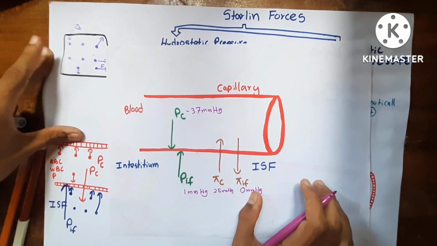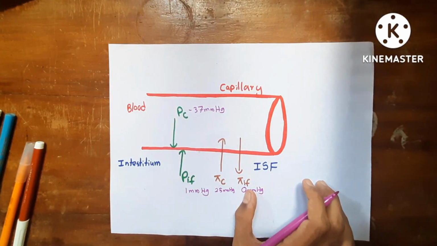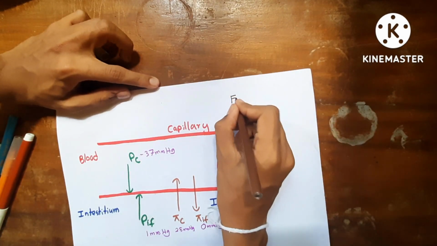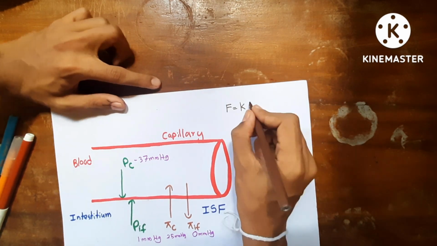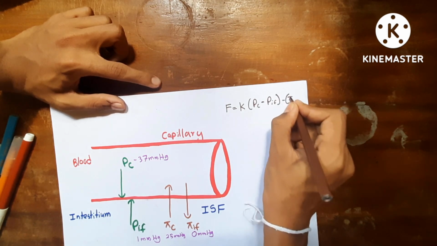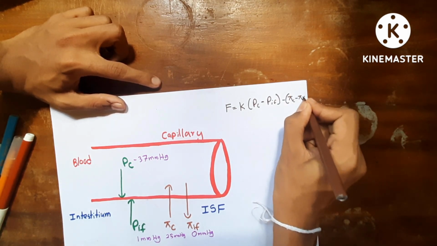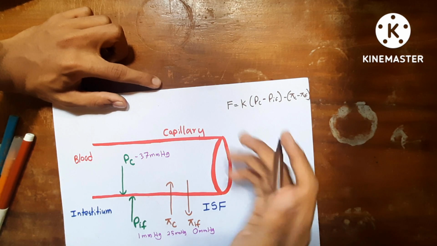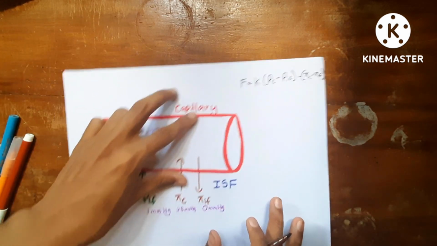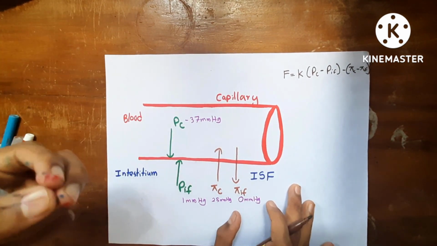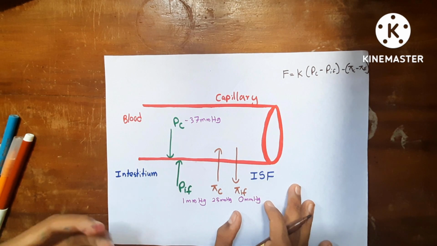And this is the basis of the Starling forces. And there is an equation, we term this the Starling equation. The total filtration is equal to a constant times (Pc minus Pif) minus (πc minus πif). We have to add these values to this equation and find the final result. That is very simple. You already know how to solve this, but the main part is to understand the basics of the Starling forces.